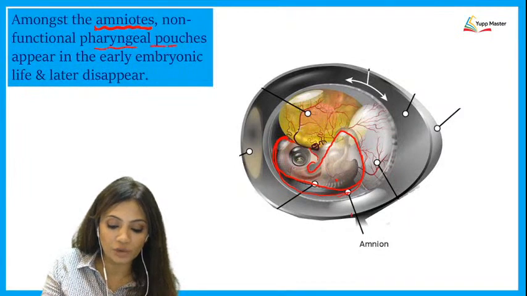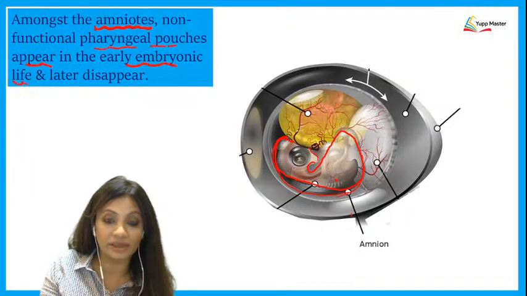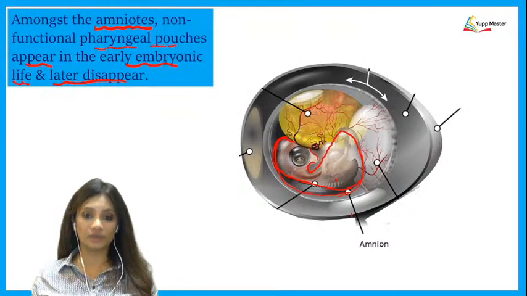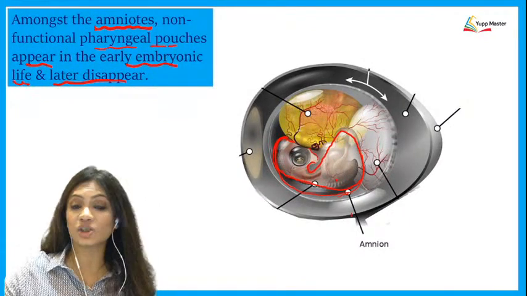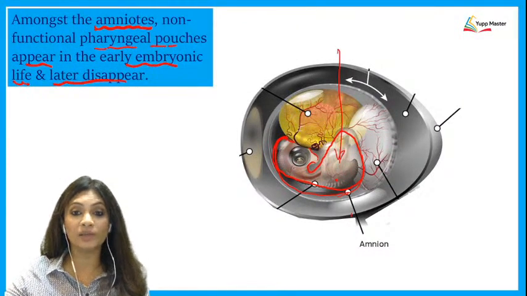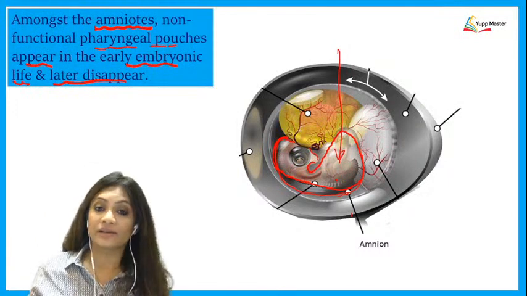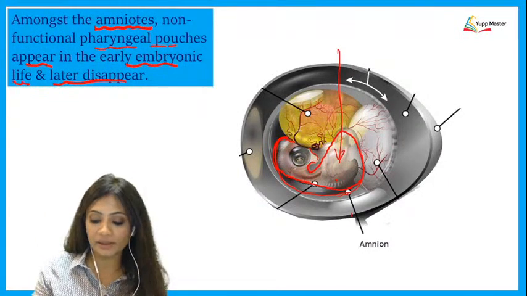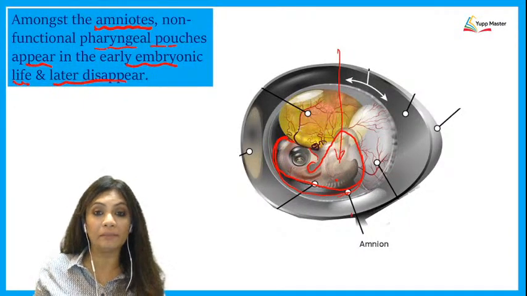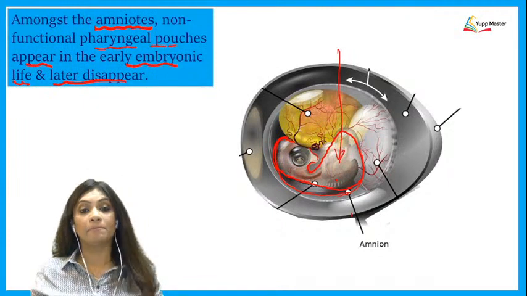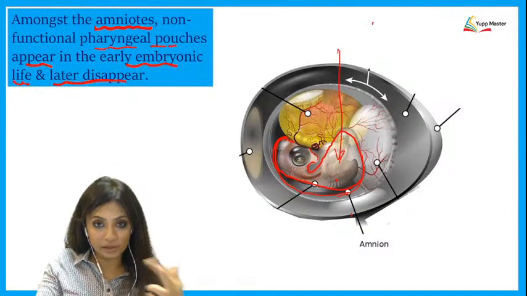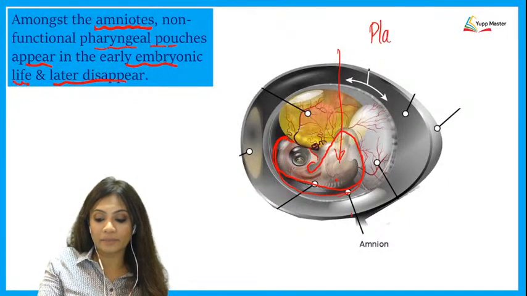non-functional pharyngeal pouches appear in the early embryonic life, but then they later disappear, which means that even in our body, okay, why are these non-functional? Because when we talk about these organisms, this is exactly how a human is developing. Okay, now here respiration is not done by this embryo. How is this baby getting the respiratory gases? From the mother, because there is a link between mother and fetus. That link is called the placenta.